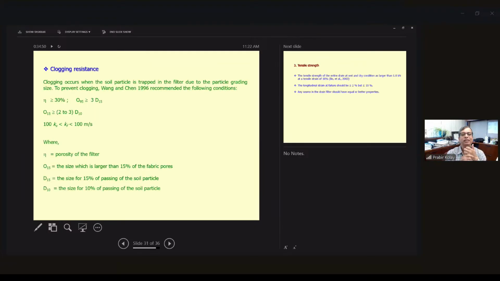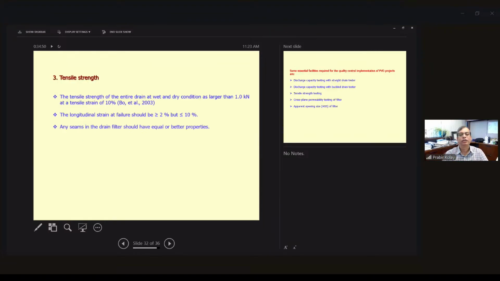And then the clogging resistance also needs to be checked, depending on the porosity. It should be more than 30%, and O95 should be more than 3 times D15. So that one you need to check. There are a few criteria you need to check so that you can avoid clogging. These are the recommendations given by Wang and Chen 1996. I've just taken them from their paper.